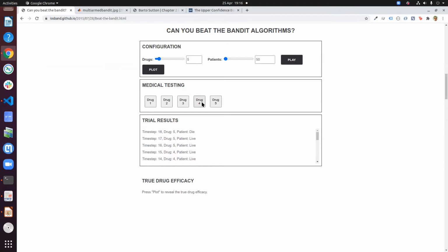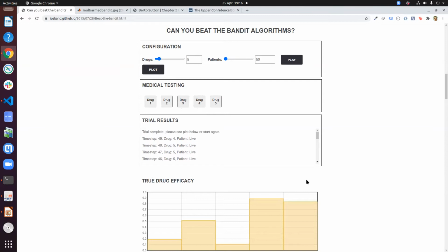Okay, so drug 5 after a while died. So I'll go back to drug 4 and, oh, then we died here. I'll try drug 2 again. Oh, no, it's not very good. So I'll stick with drug 4. So we've got 50 trials. Maybe try drug 5 again. So here we go.